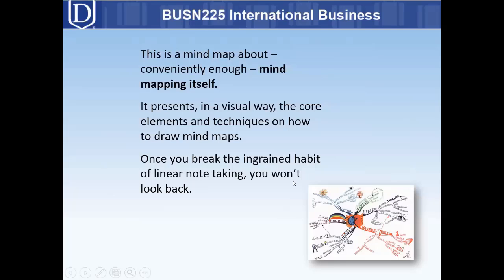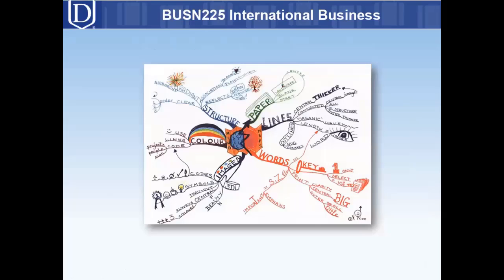Let's go back and take a look at that. So this is a mind map. Look at the middle. There's a mind, and there are words and images and colors and structures and paper and lines. Okay, now, in a minute, I'm going to show you where all of that comes from. Remember, this is about mind mapping. I'm going to show you exactly how this is done. Remember those: color, images, words, lines, paper, and in the middle are maps. So this is based on mind mapping.